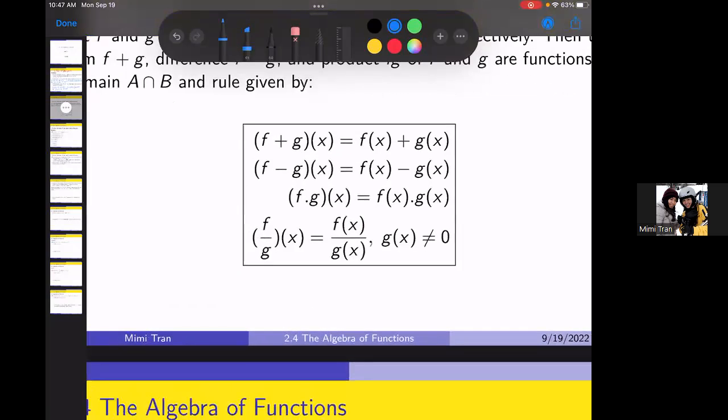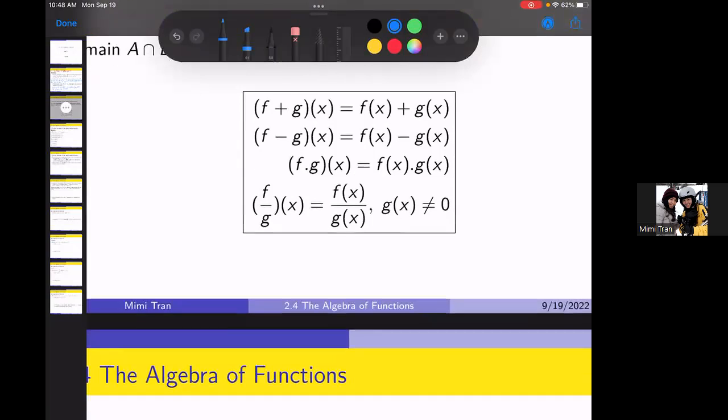Now, the last one, the division one, is a little bit more involved. On top of the domain having to be the intersection between the domain of f and the domain of g, there's one more. The bottom cannot be zero. So for division, you gotta take care of the denominator as well. All right, so that's theory.